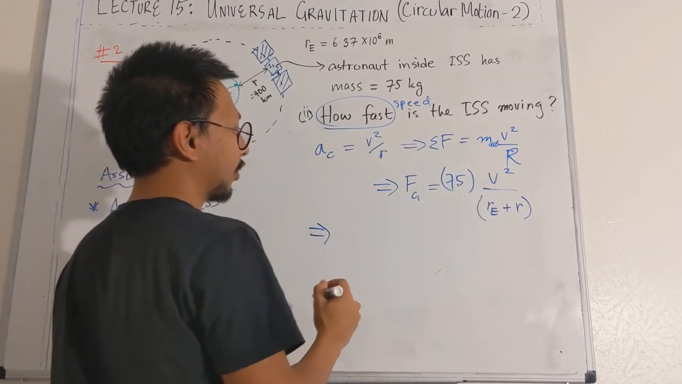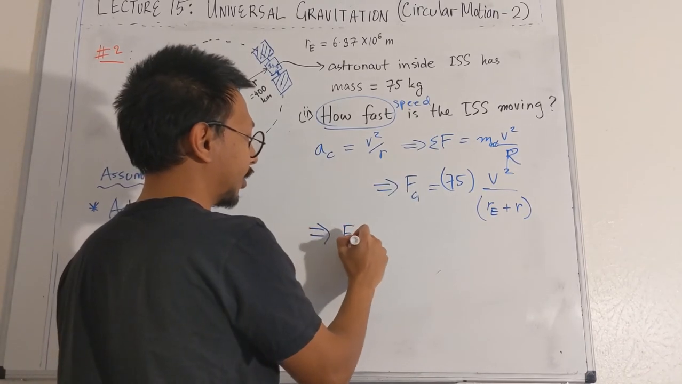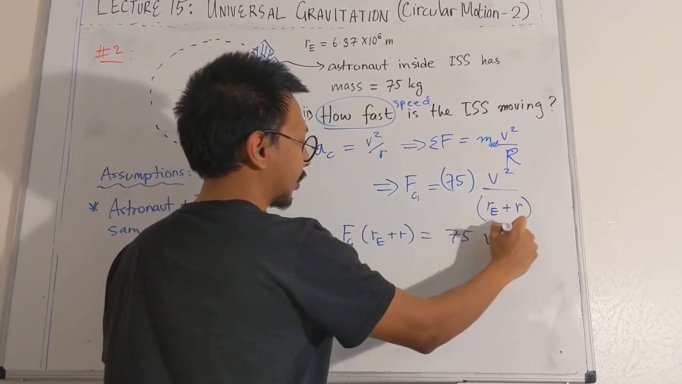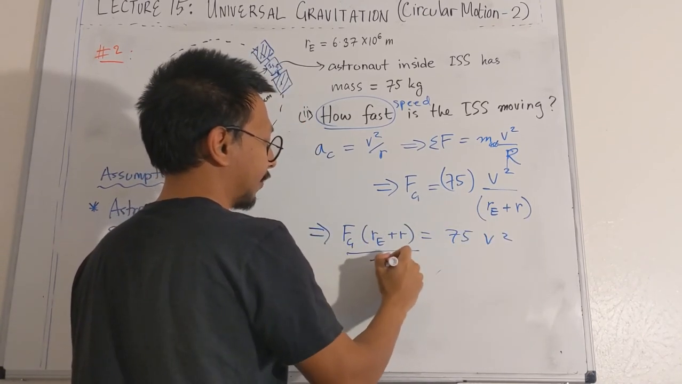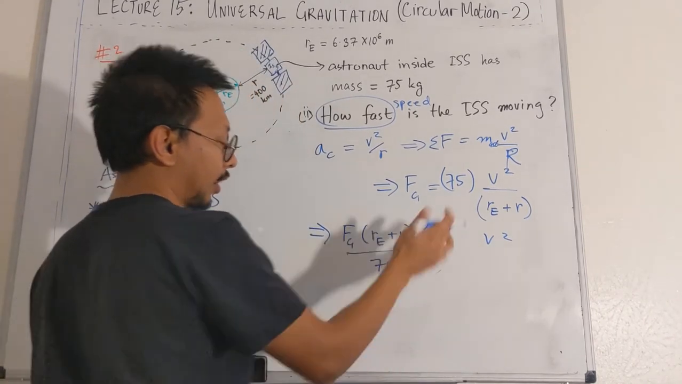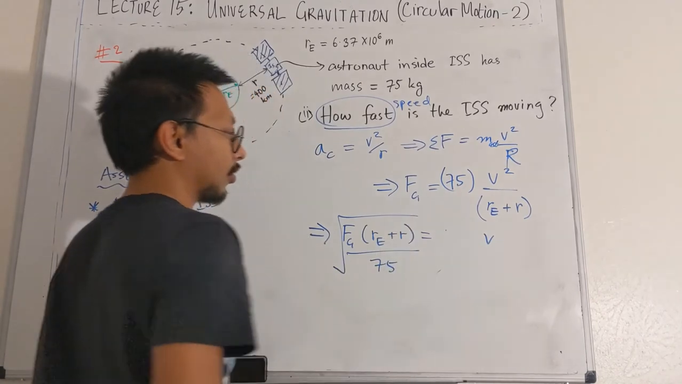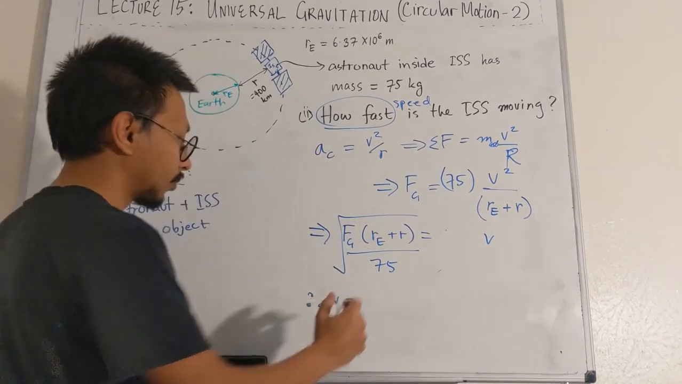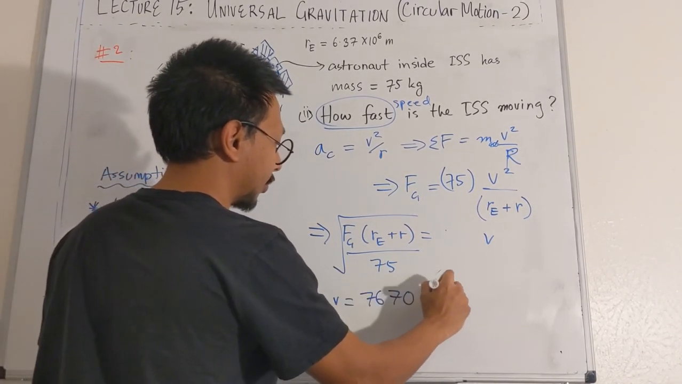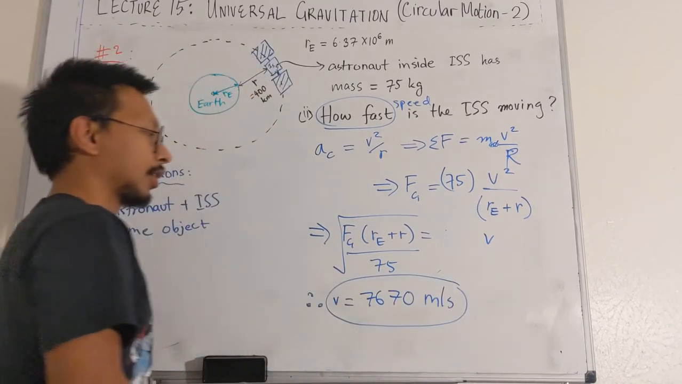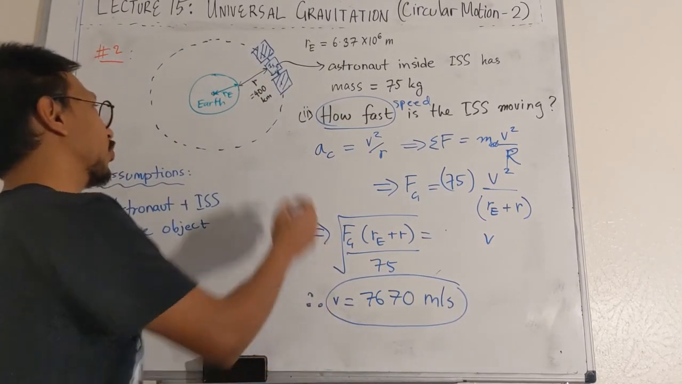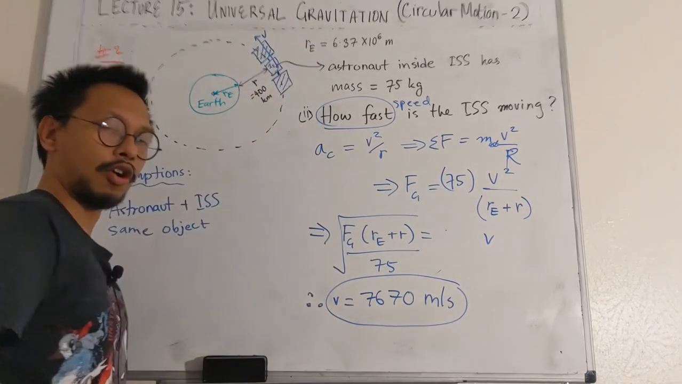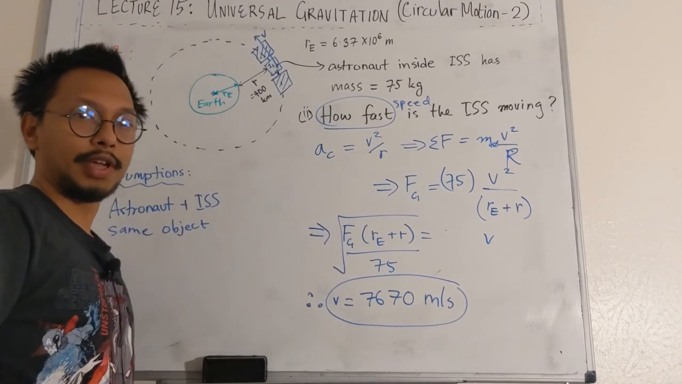Now we solve for v squared, so cross multiply: Fg times (Re plus r) equals 75 times v squared. Divide both sides by 75 and we get 1 here, and then square root both sides so that we are only left with v. This comes out to be 7670 meters per second. This is how fast the astronaut or the ISS is moving in the circle. So this is the tangential speed of this ISS station and also of the astronaut.